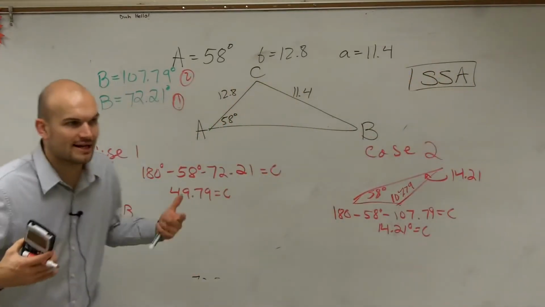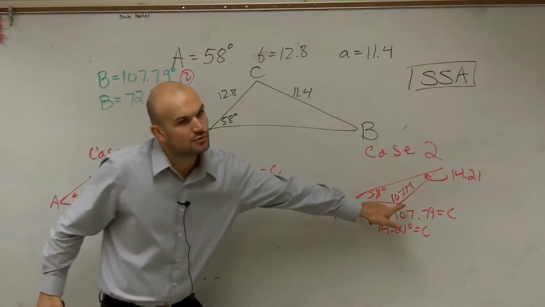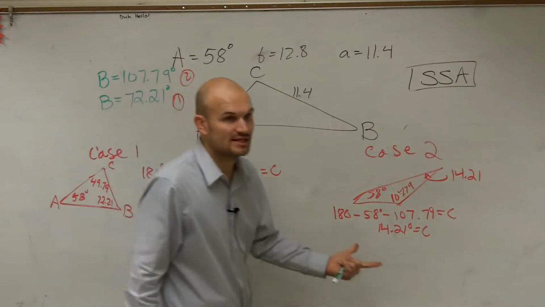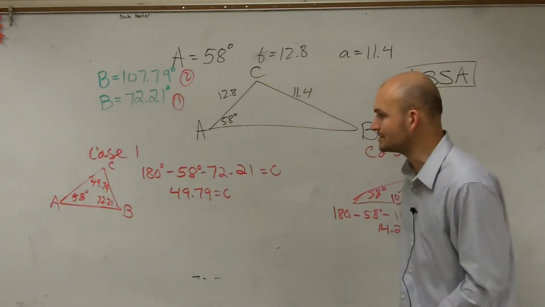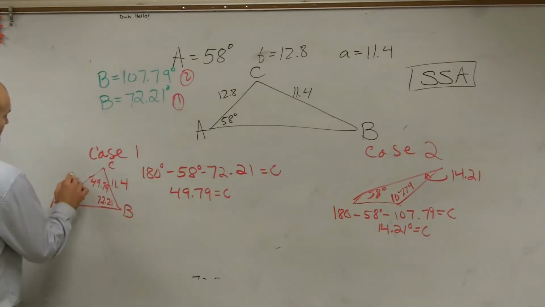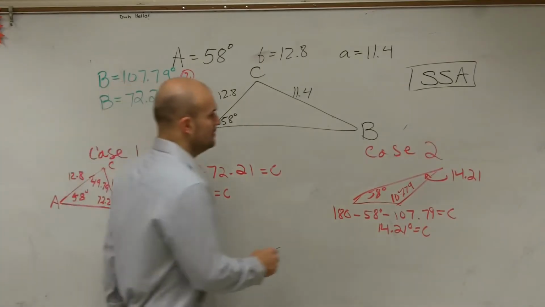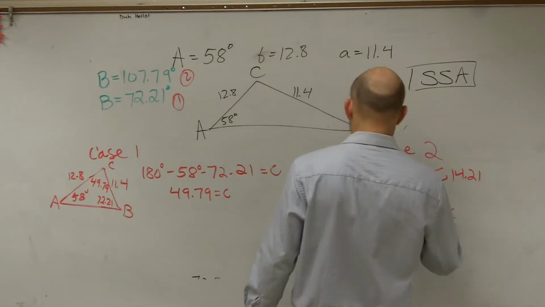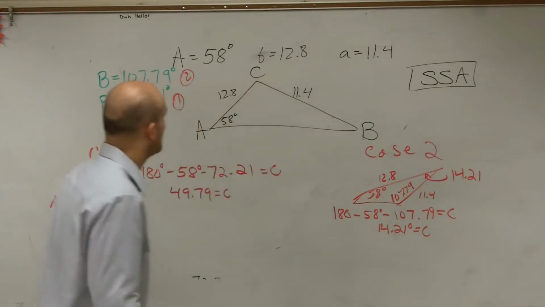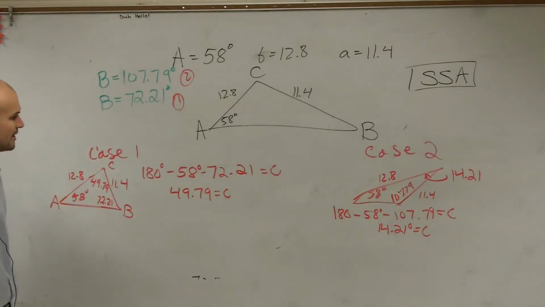So do you guys see how I can create two different triangles? Here's where it's obtuse, here's where it's acute. There are two possibilities, and I can still create the same. So we know A is 11.4, B is 12.8. The last remaining value is we need to figure out what our C is.